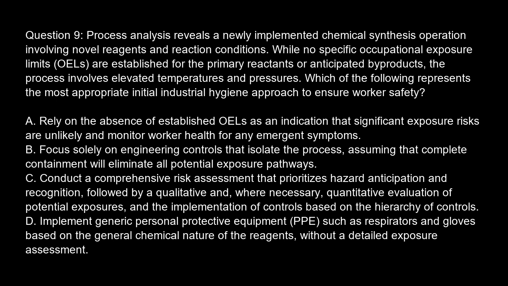Option C. Conduct a comprehensive risk assessment that prioritizes hazard anticipation and recognition, followed by a qualitative, and where necessary, quantitative evaluation of potential exposures, and the implementation of controls based on the hierarchy of controls. Option D. Implement generic personal protective equipment (PPE), such as respirators and gloves, based on the general chemical nature of the reagents, without a detailed exposure assessment.